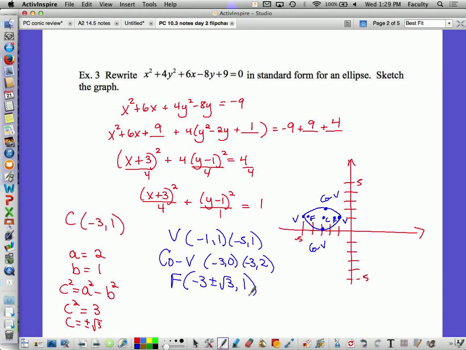All right, let's double check our work. We have the equation, we have the center, the vertices, the co-vertices, and the foci. And we made our sketch. Any questions?